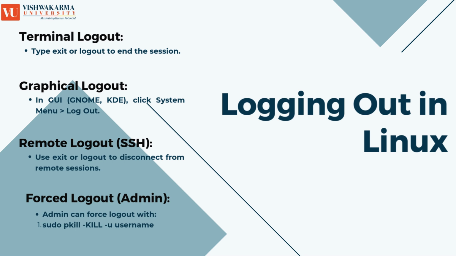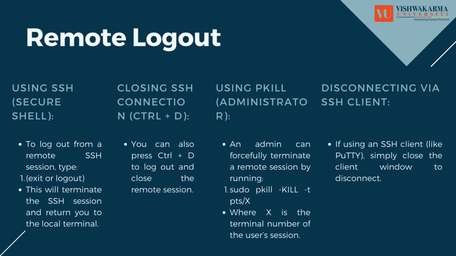Use exit or logout to disconnect from the remote session. And fourth is forced logout by the admin. An admin can force logout with sudo kill -u username. Moving further to the next slide. My next slide is remote logout. There are four methods or four sections, you can say. First, using SSH, Secure Shell. Second, closing the SSH connection with Control plus D. Third, using pkill by the administrator. Fourth is disconnecting via the SSH client.